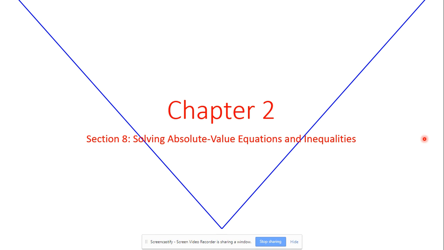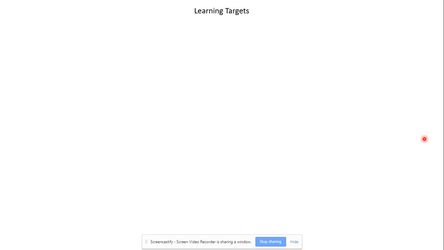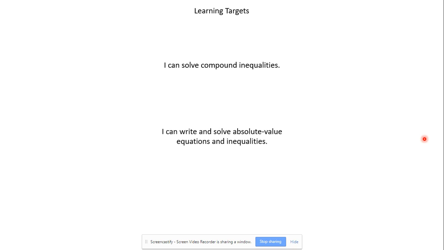So this is just equations and inequalities solving. The graphing will be on number lines, just like our inequalities were earlier. The learning targets for today: I can solve compound inequalities, and I can write and solve absolute value equations and inequalities. So for absolute value equations, these are very, very similar to solving normal equations without absolute values.